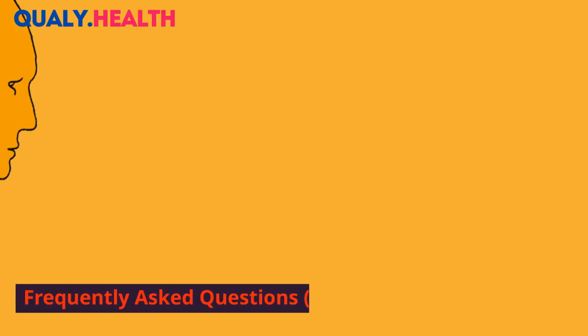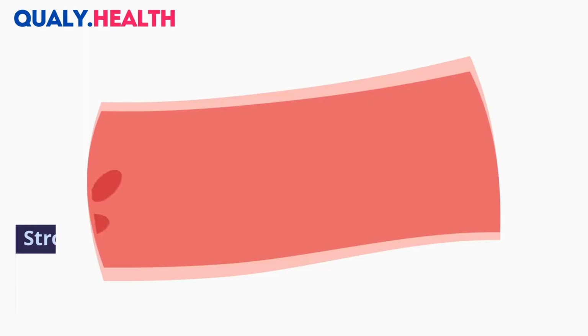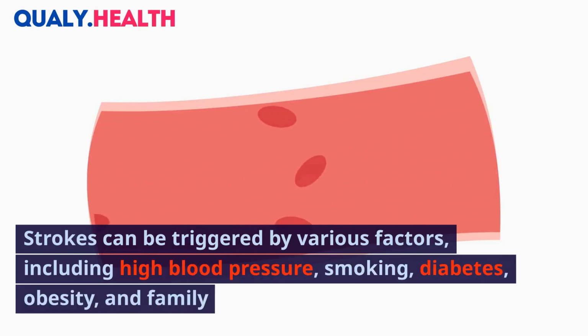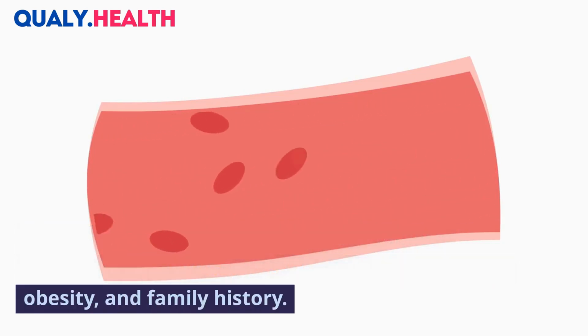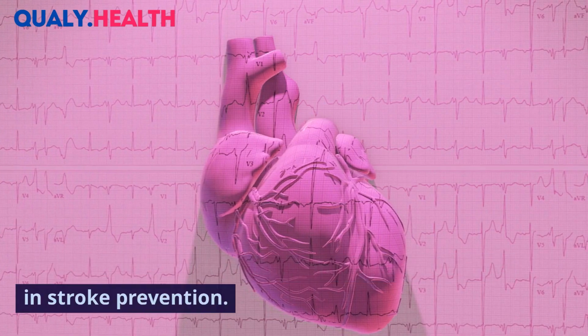Frequently asked questions, FAQ. What are the primary risk factors for strokes? Strokes can be triggered by various factors, including high blood pressure, smoking, diabetes, obesity, and family history. Reducing these risk factors can play a crucial role in stroke prevention.